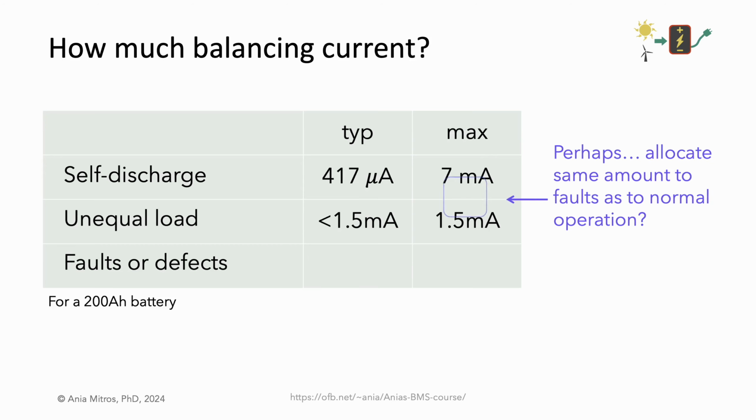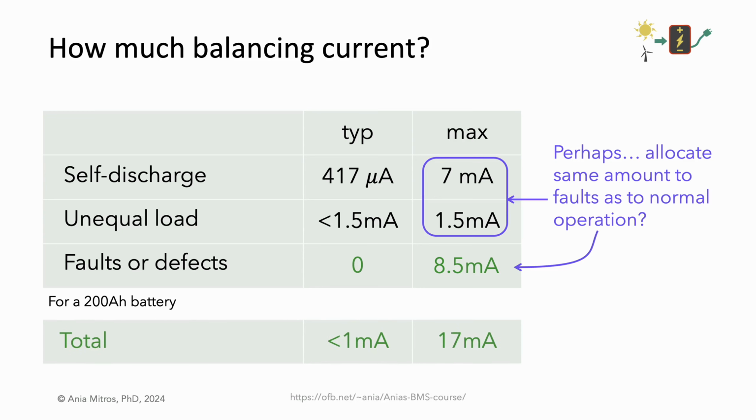Maybe we allow the same amount of balancing current for normal effects as to compensate for manufacturing defects? It's somewhat reasonable to allow our error budget to be of similar magnitude as allocated to expected variation. If so, then we might expect that in most packs, most of the time, the balancing current must compensate for less than 1 milliamp. And worst case, in a small fraction of battery packs, we may need as much as 17 milliamps of balancing current.